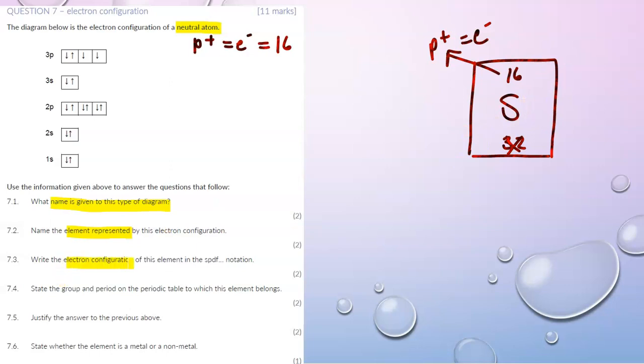Write the electron configuration of this element in the SP notation. So now they're just asking us, this is very bulky and it takes up a lot of space. Is there a way that we can write it shorter?